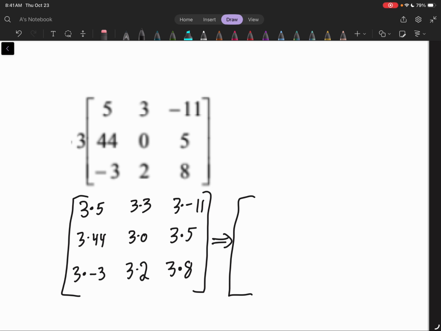So this matrix with the scalar of 3 becomes 15, 132, negative 9, 9, 0, 6, negative 33, 15, and 24.